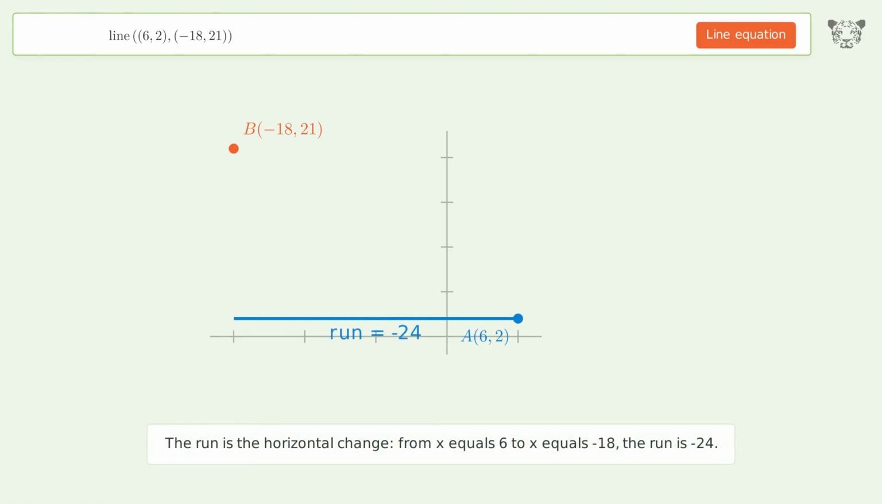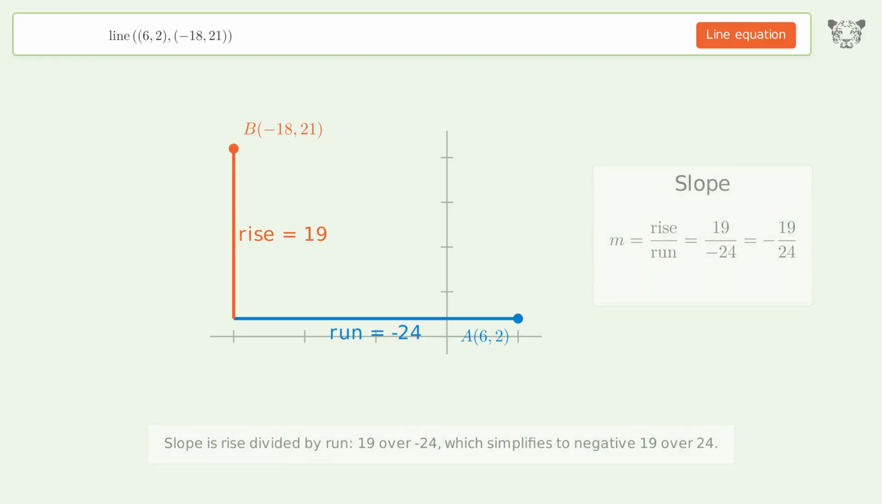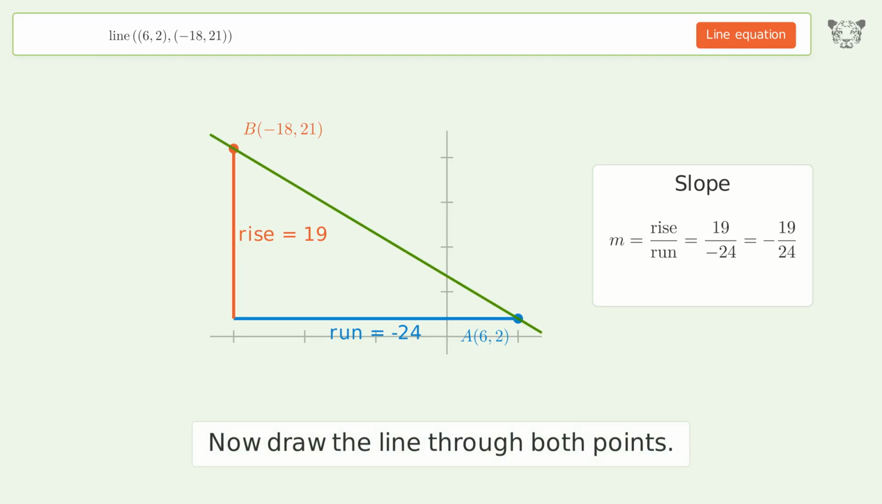The run is the horizontal change, from x equals 6 to x equals -18, the run is -24. The rise is the vertical change, from y equals 2 to y equals 21, the rise is 19. Slope is rise divided by run, 19 over -24, which simplifies to -19 over 24. Now draw the line through both points.